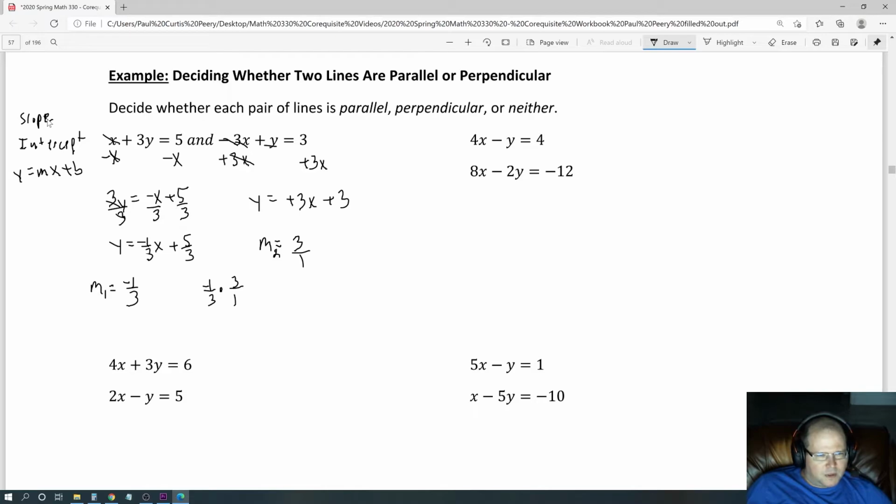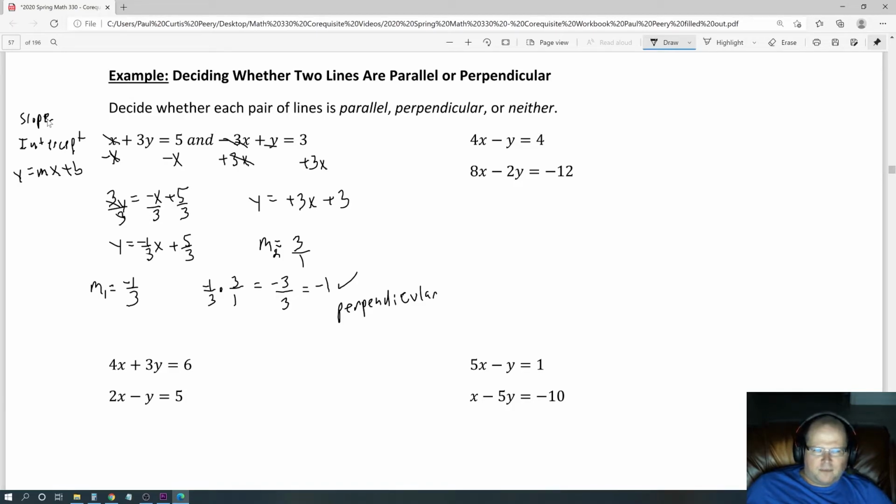Now, without cancellation, I did cancellation before, but let's say we don't cancel. Let's say we're not comfortable with cancellation. That's okay. Negative 1 times 3 is negative 3. 3 times 1 is 3. Negative 3 divided by positive 3 is a negative 1. Check. This is actually perpendicular. Okay, so let's try this one over here.